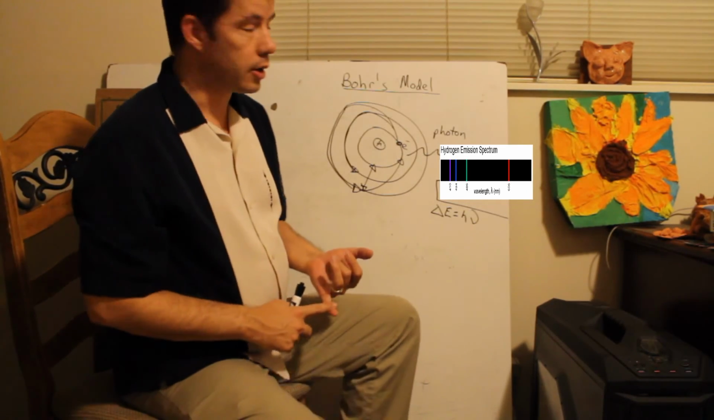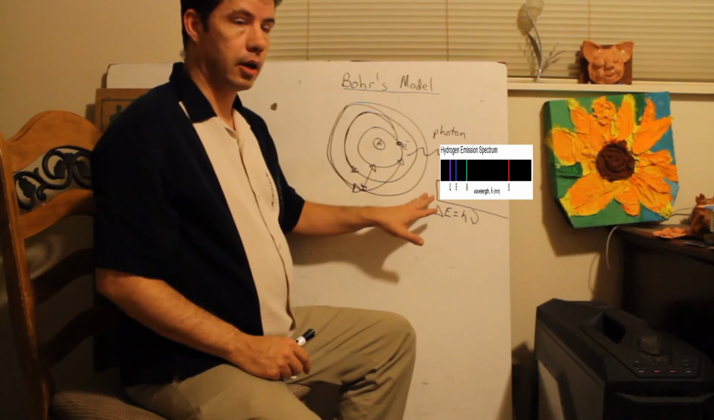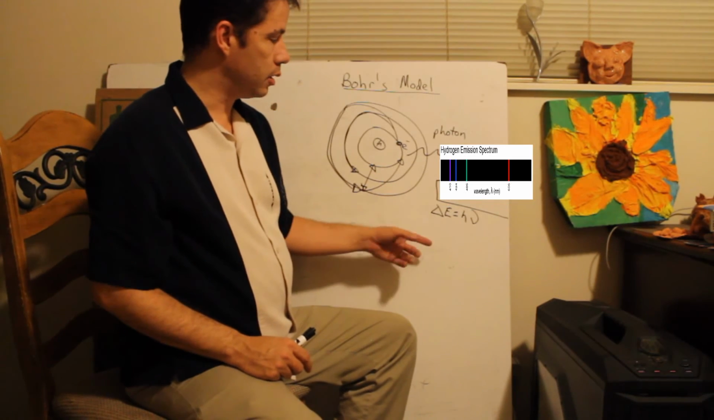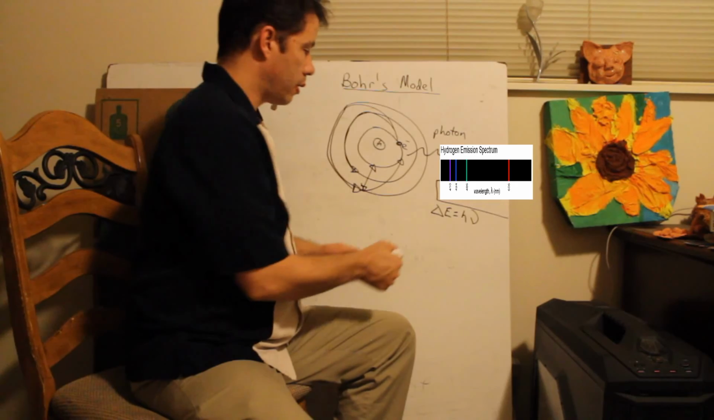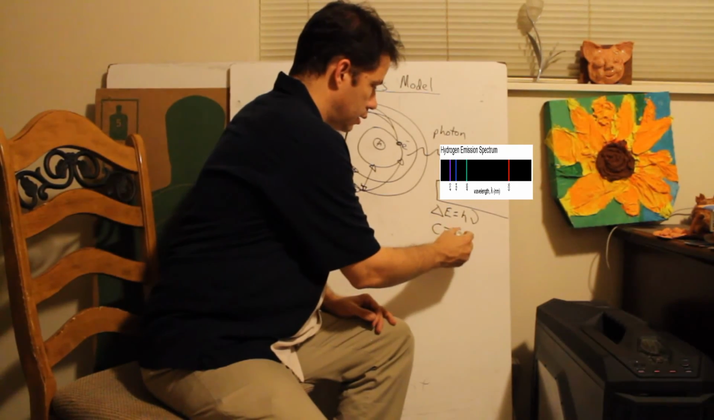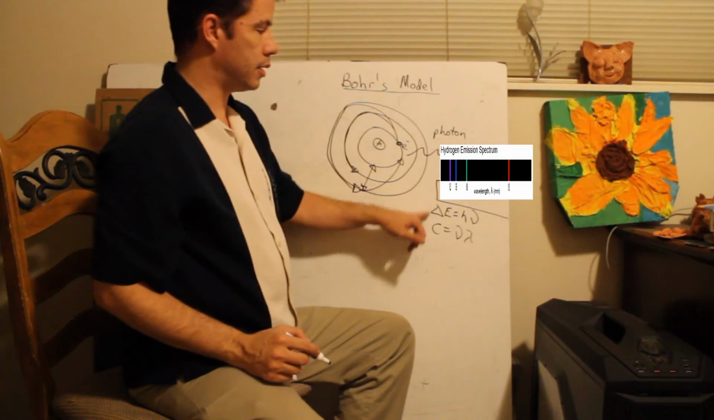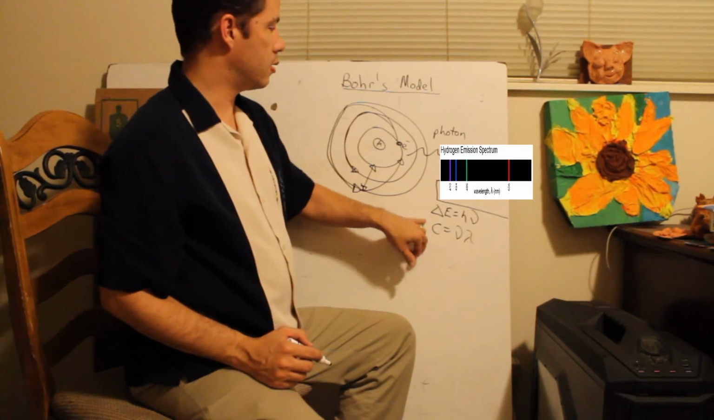In another video, we're going to talk about light in general. Then we're going to talk about another equation, and it's this one: c equals frequency times wavelength. We're going to talk about these two equations and how we use them to get to here.